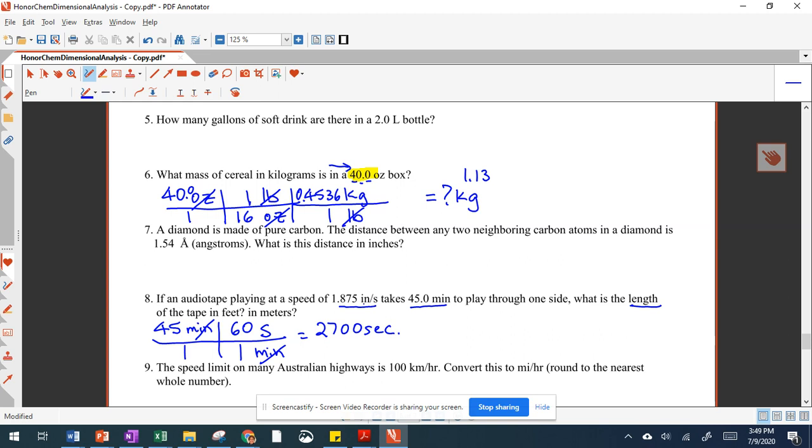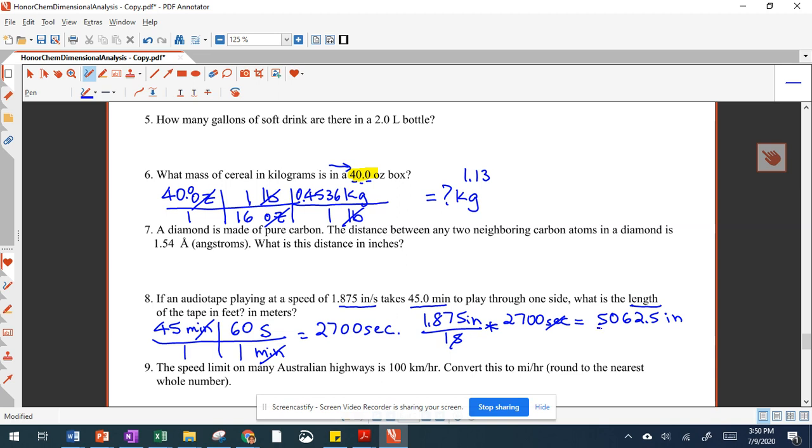And now we're going to multiply our time times our speed to figure out the length. So we have 1.875 inches per second times 2,700 seconds. Seconds cancel out, and 1.875 times 2,700 gives us 5,062.5 inches.